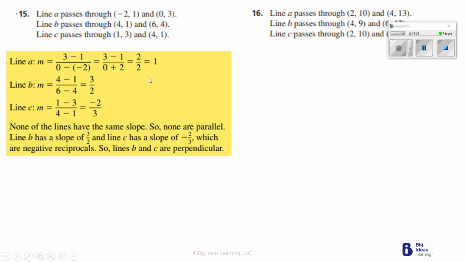Now, none of these are going to have parallel lines because none of them are equal. But over here, B and C are perpendicular to each other, okay?